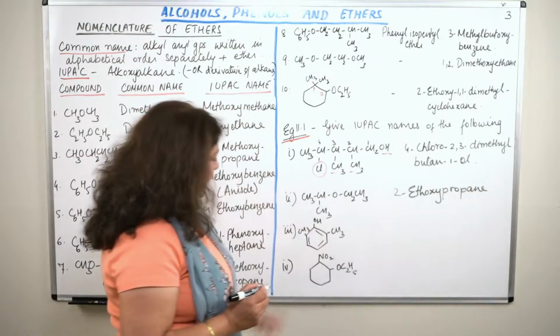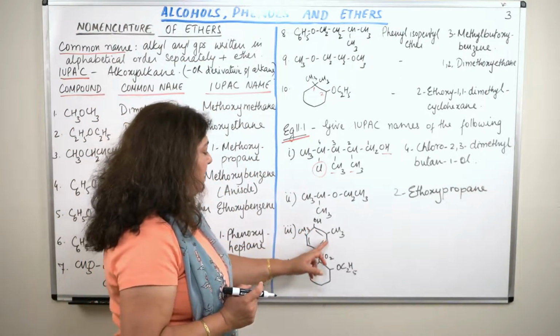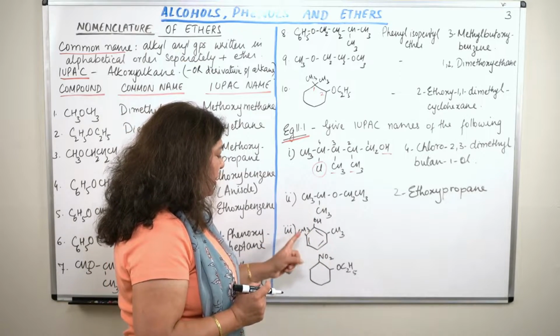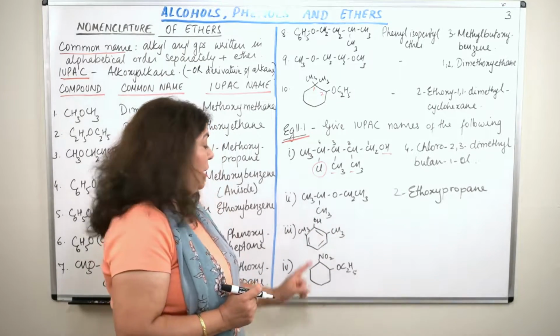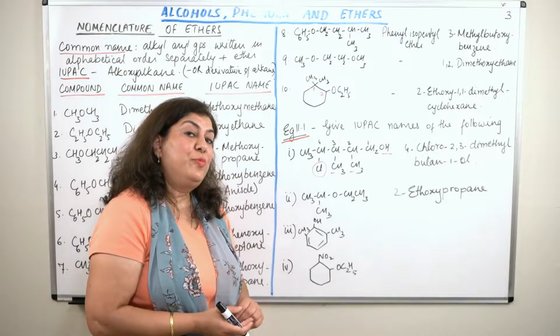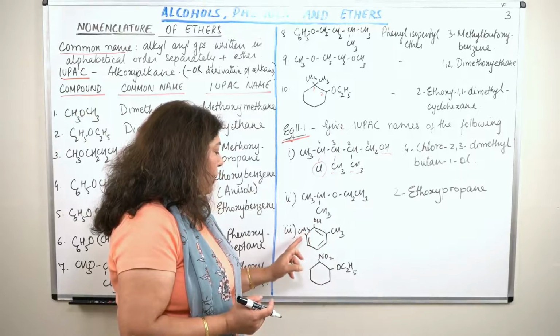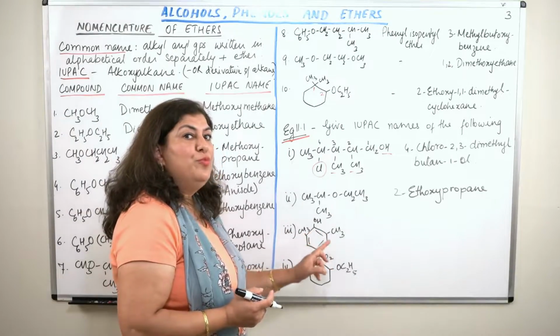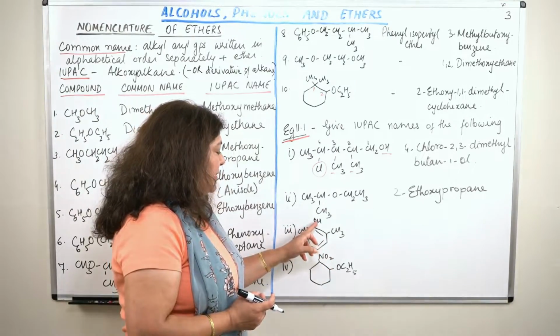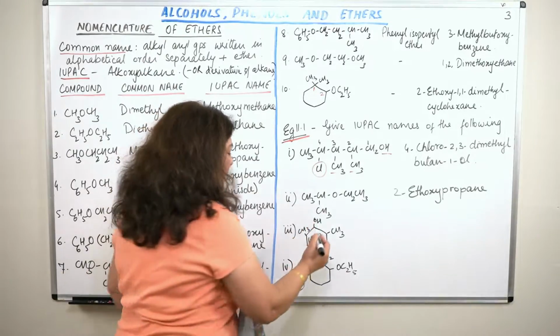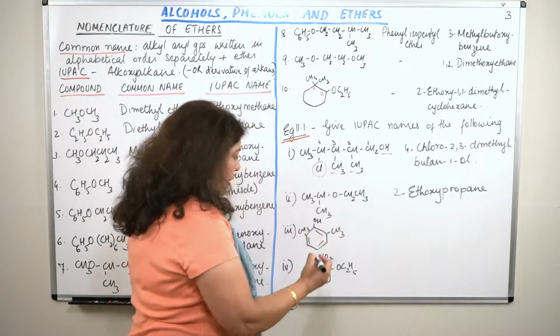Anyway, next compound. This is benzene ring. It has OH here and 2 methyl groups attached. You know, when you have OH group attached to benzene ring, it is called a phenol. So this part is already named phenol. We have to give the locants to the 2 methyl groups. So if this is alcohol, OH, this becomes the first carbon. You can start counting from any direction.